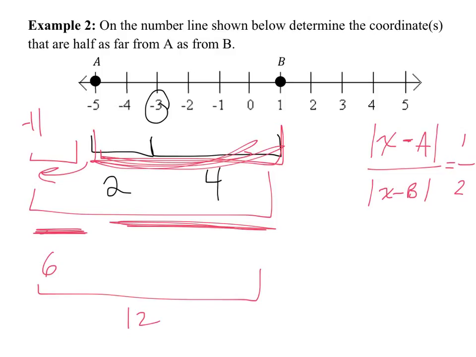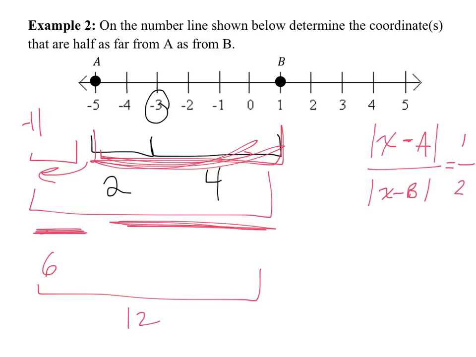So really, in this problem, I could just set up a proportion like this, and I could solve for X. Because I know what A and B are, don't I? A is negative 5. B is 1. I could solve this equation now. And I have a proportion where I could cross multiply and go ahead and solve for X. This would give you both solutions.